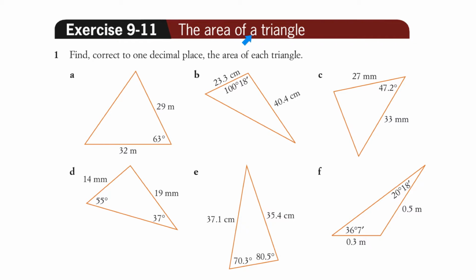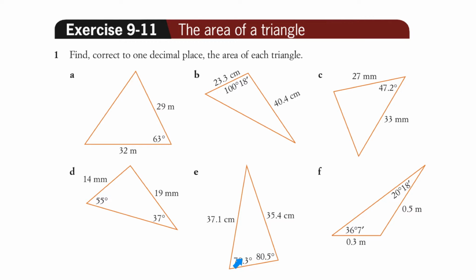Exercise 9.11, the area of a triangle. Question 1. Find correct to one decimal place the area of each triangle. Well, the formula is a half ab sine C, so as long as we've got the angle in between two sides that we know, we can find the area of each triangle. Yes, we can do that one because that's an included angle between those two sides. Here is going to be interesting because we need to know that angle, because remember, we have to know the two sides and the included angle. And the way we find that, of course, is 180 minus that, which will give us that.